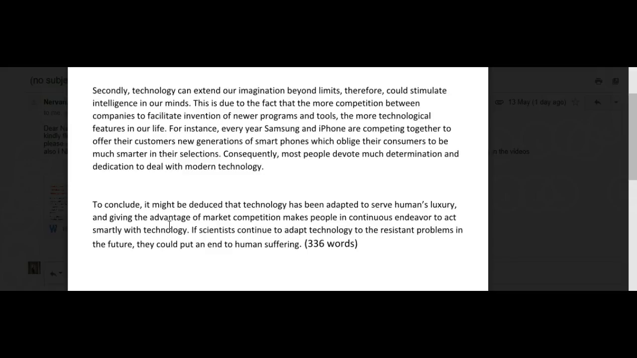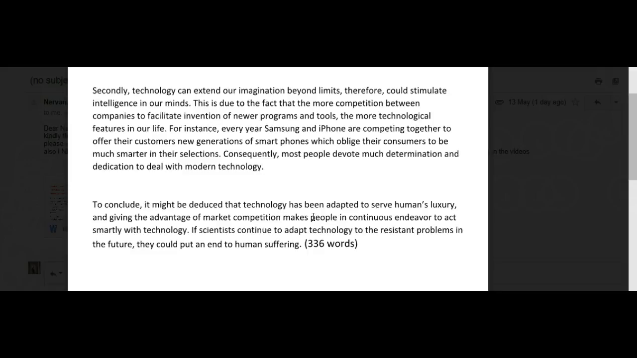So it might be deduced that technology has, you know what you could do? You could say it might, okay, the rest of the sentence, and then get rid of giving, and then it's just the advantage of market competition makes people, in continuous, you can't really say continuous endeavor. So, the advantage of market competition makes people continuously strive to act intelligently with technology. I think that's a better word choice.